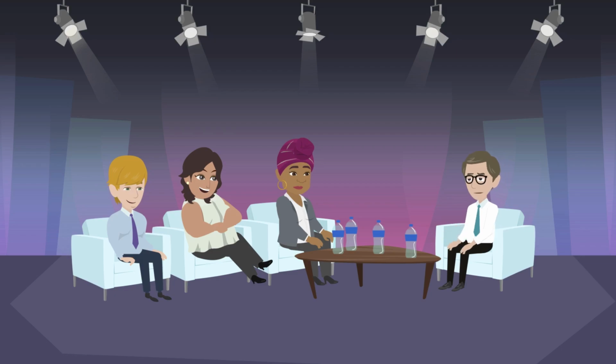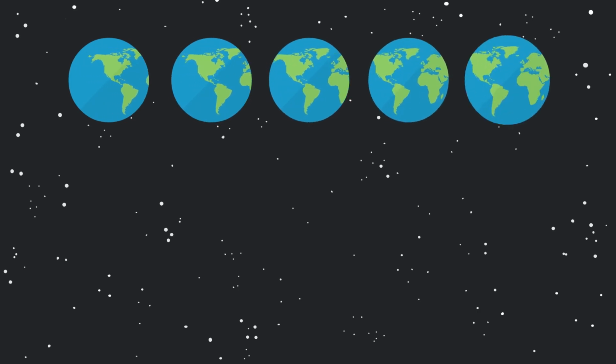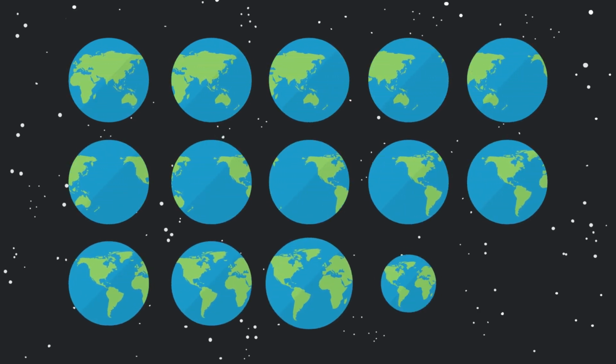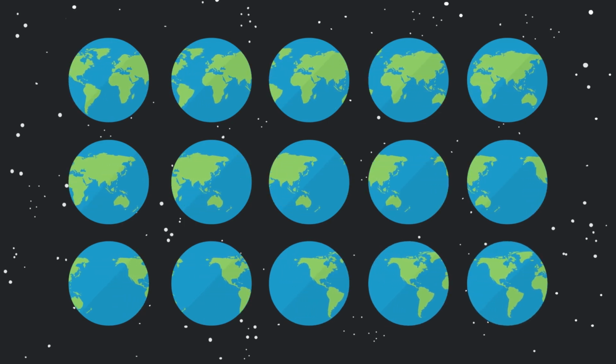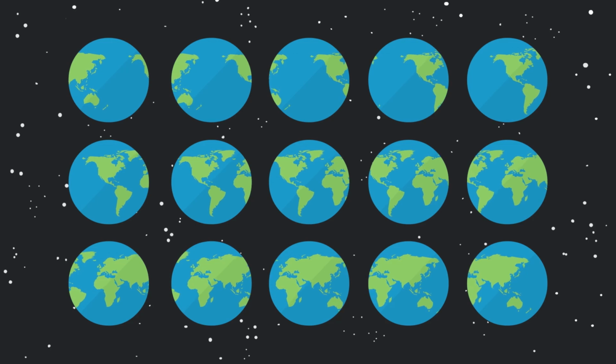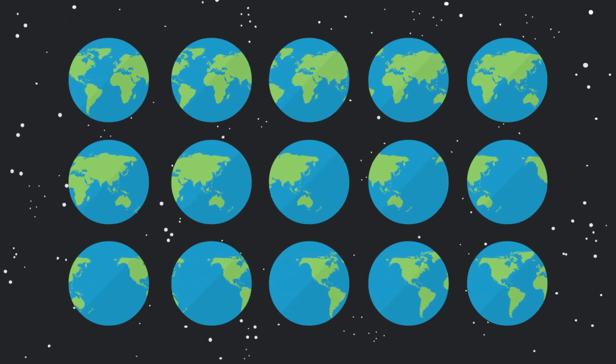Scientists have come up with a few ideas. One idea is the many worlds interpretation. It suggests that every time a decision is made, a new parallel universe is created. So, if you change something in the past, you create a new timeline, while the original timeline stays the same.